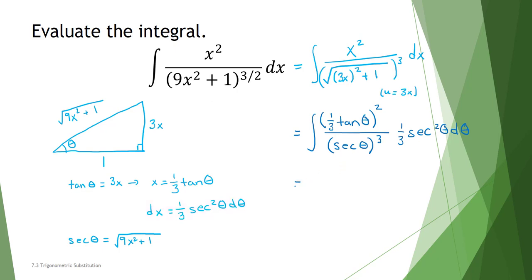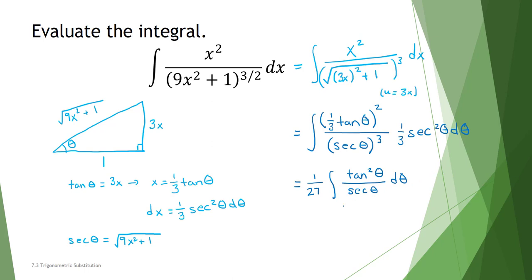Now we're going to clean up a little bit. We have a constant, a 1/3 squared times a 1/3, so that's 1 over 27. Then we have tangent squared theta. We have secant squared theta divided by secant to the 3rd theta. So that is secant theta on the bottom of our fraction, d theta.